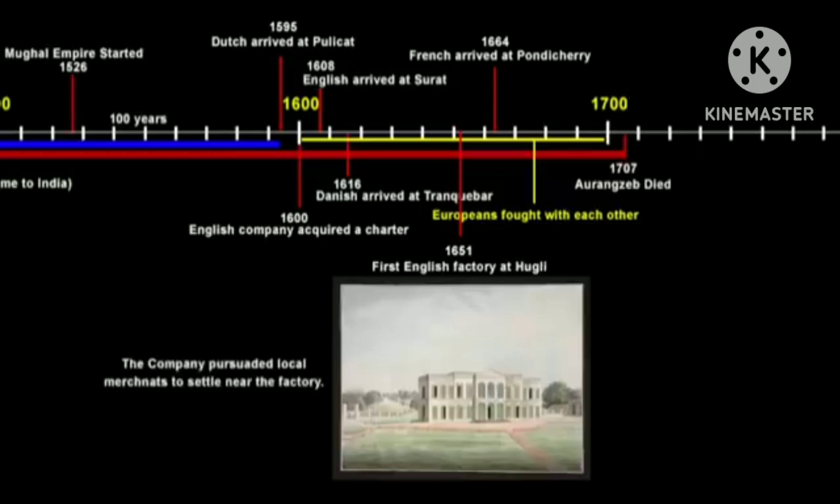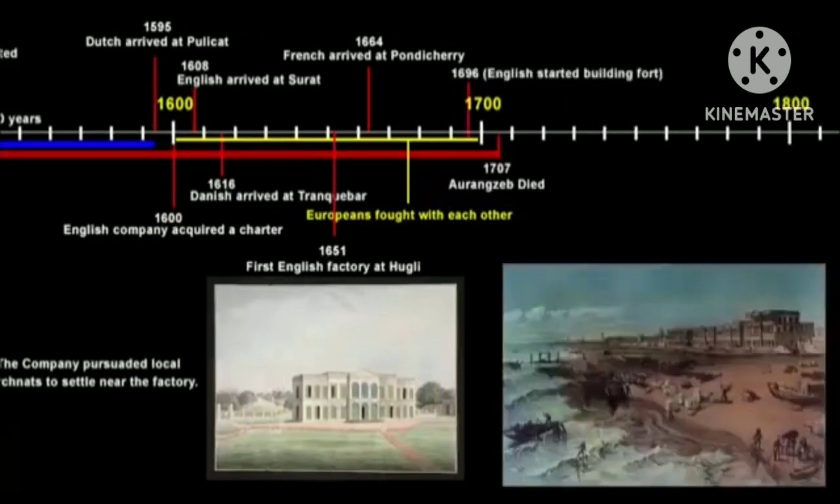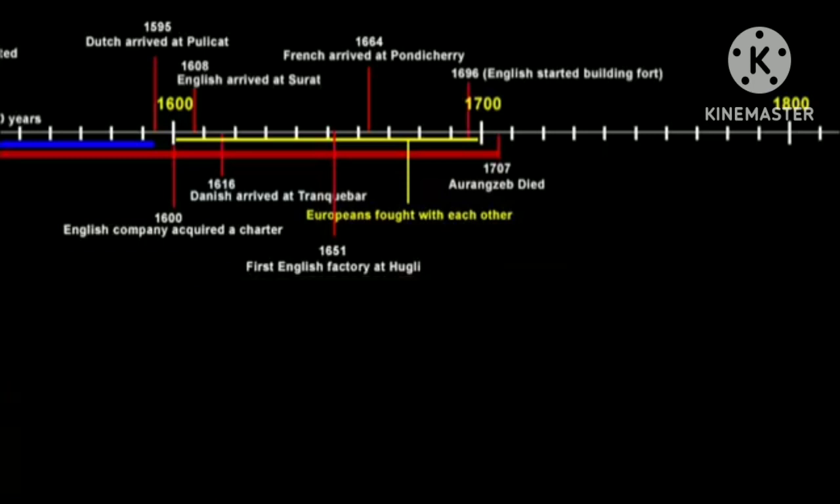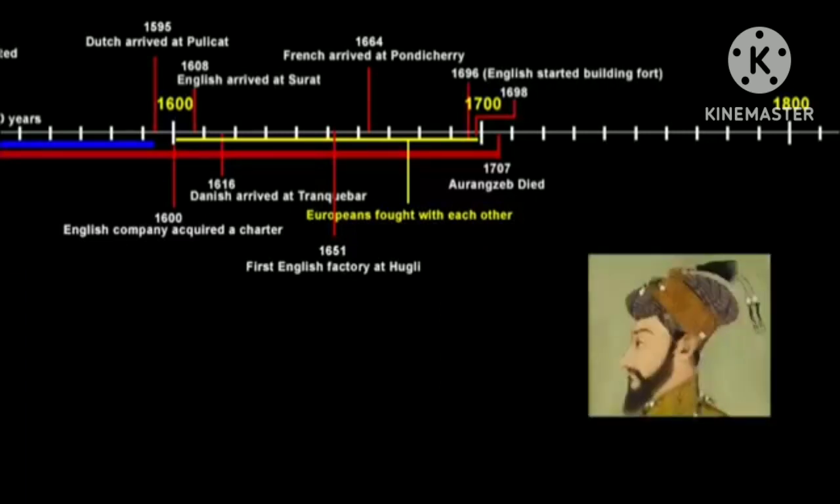As trade expanded, the company persuaded merchants and traders to come and settle near the factory. By 1696, it began building a fort around the settlement. 2 years later, in 1698, it bribed Mughal officials into giving the company zamindari rights over 3 villages. One of the villages was Kalikata, which is known today by the name Kolkata. Keep in mind, the Mughal emperor during this time was Aurangzeb.